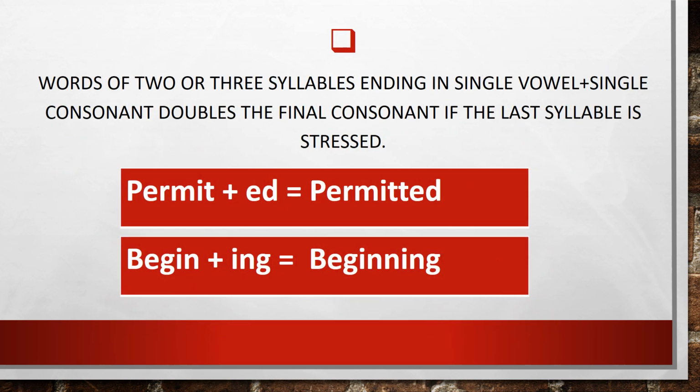Number 2. Words of 2 or 3 syllables ending in a single vowel with a single consonant double the final consonant if the last syllable is stressed, like begin. When we add ing, we put double n because beginning is stressed on the last syllable. Permit. When we add ed, we double t.